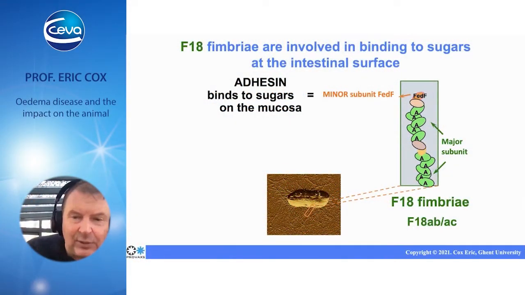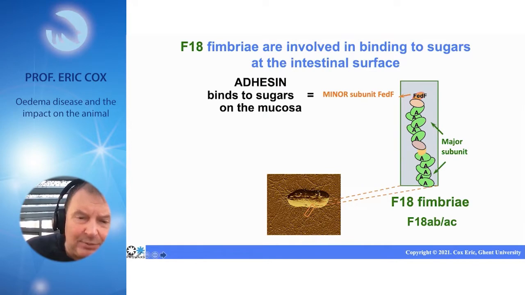Go to F18 fimbria. You see here the fimbria on the bacteria. We know that they're built up of proteins that form a sort of chain, and at the end of the chain, thus at the tip of the villi, you have an adhesin, a protein that can bind to the mucosa and is responsible for the adhesion, for the colonization. And this protein for F18 is called FedF.